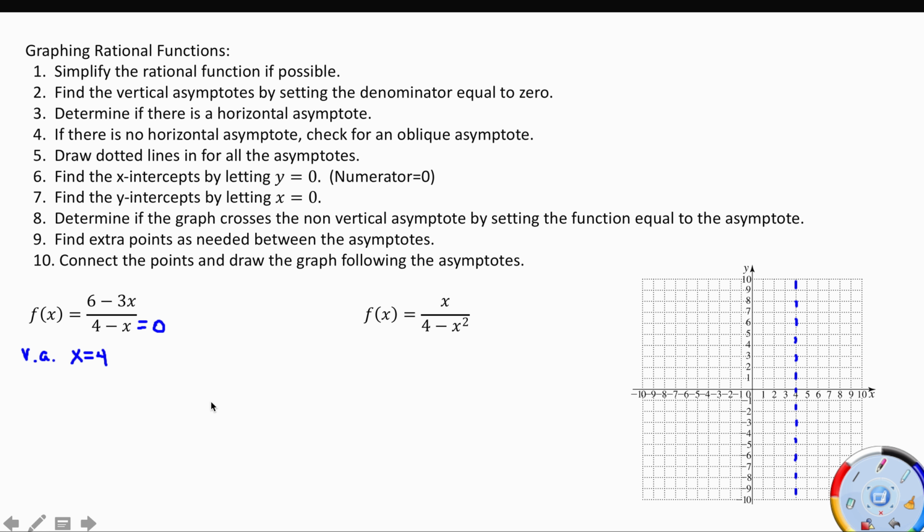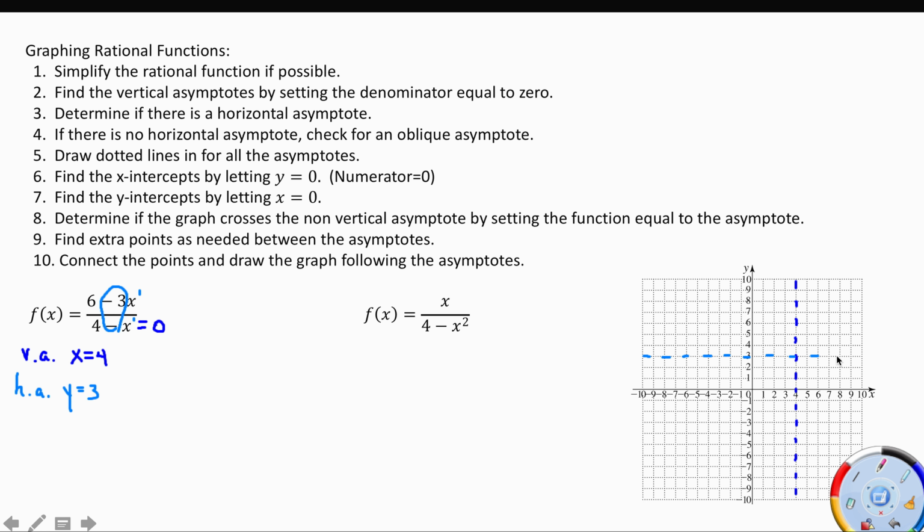So x equals 4. Okay, and then to find the horizontal asymptote, I'm going to compare the degree of the numerator to the degree of the denominator. Since they are the same degree, the coefficients will be my horizontal asymptote. So I've got a horizontal asymptote at y equals -3 divided by -1, or 3. So here's my horizontal asymptote.